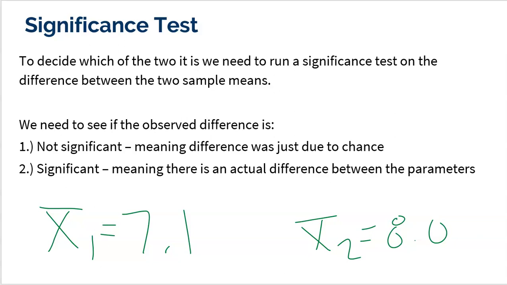Is 0.9 such a little difference that it's probably just because of sampling and these two populations aren't different at all? Or is 0.9 such a big difference that it's so significant that it tells me these two populations really are different? That's the whole point of this video. You can't just look at that and say, oh, 7.1 is different than 8.0, case closed, the populations are different. No, it's not quite that simple. We have to really explore that 0.9 difference and determine if it's significant or not, and that's exactly what I'm about to teach you to do.